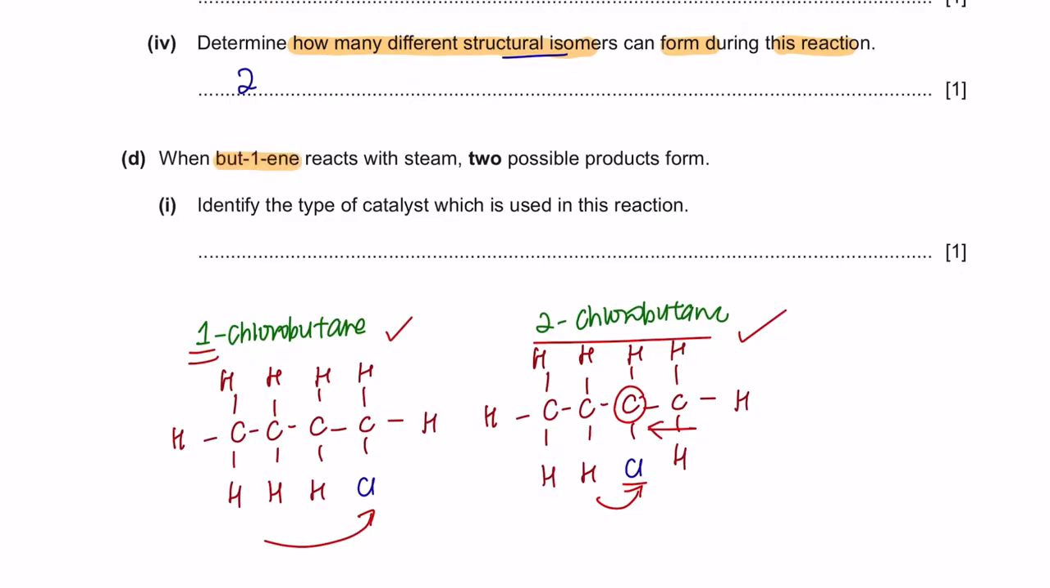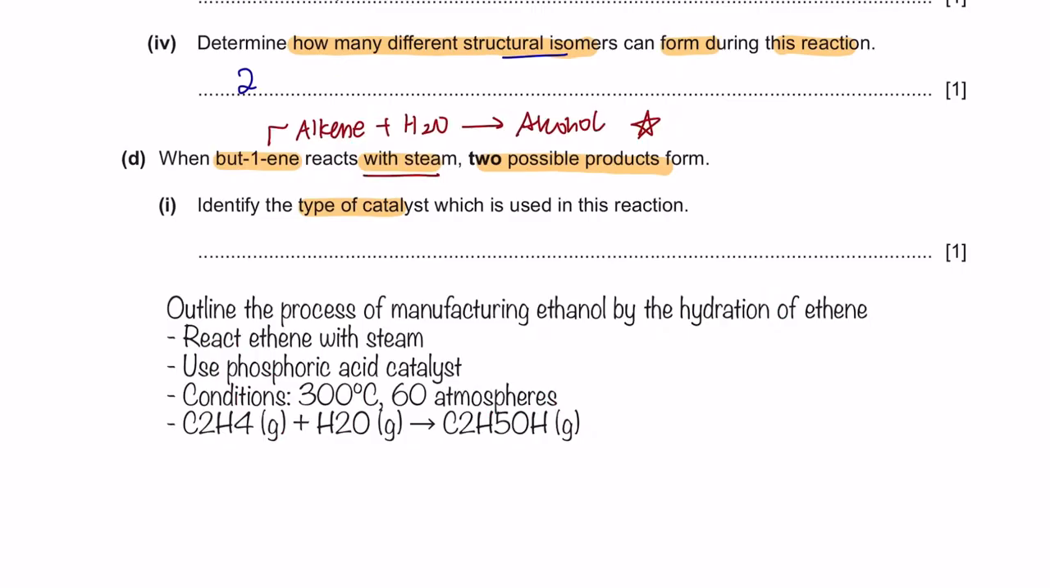Question D. When but-1-ene reacts with steam, two possible products form. Identify the type of catalyst which is used in this reaction. This here is a process of manufacturing ethanol by hydration of ethene. So the catalyst used is phosphoric acid. If you are asked for the conditions, it will be 300 degrees Celsius at 60 atmospheric pressure.